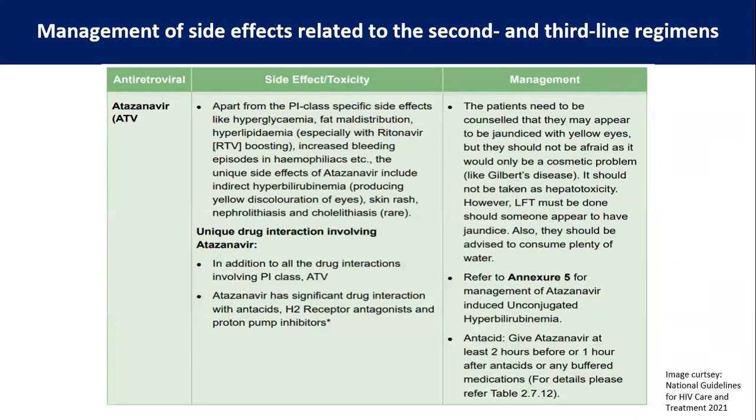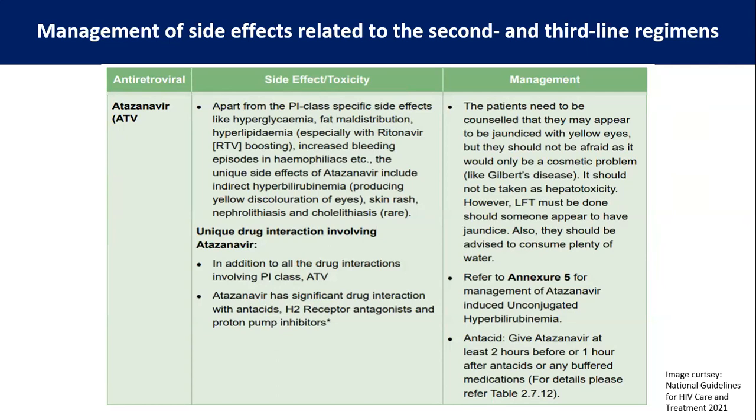Now, for atazanavir, we know all PIs can produce metabolic side effects like hyperglycemia, fat maldistribution, and hyperlipidemia, but these are more common with ritonavir than atazanavir. There are also increased bleeding episodes in hemophiliacs. The unique side effects of atazanavir include indirect hyperbilirubinemia, that is yellowish discoloration of the skin, and sometimes it can also give rise to skin rash, nephrolithiasis, and cholelithiasis.